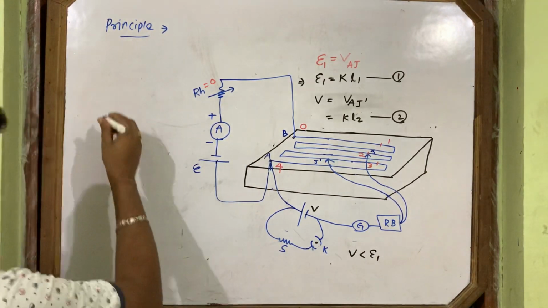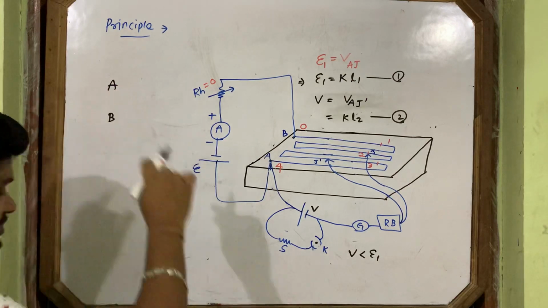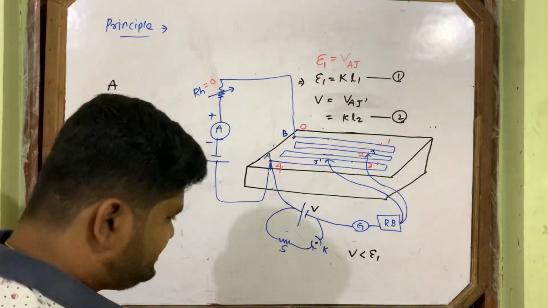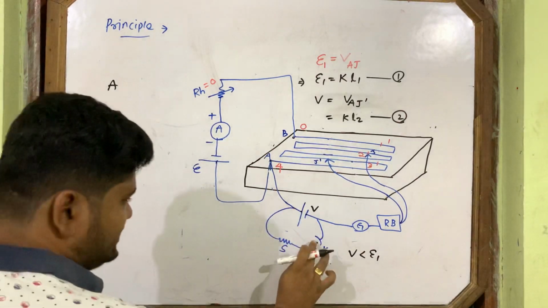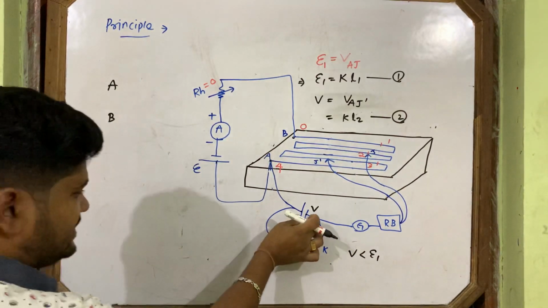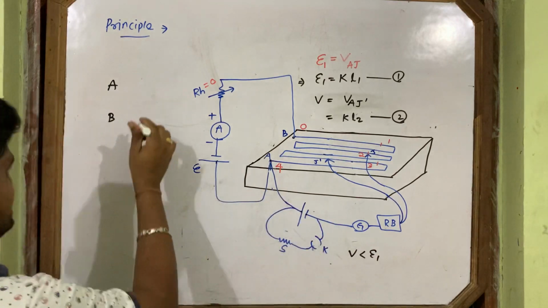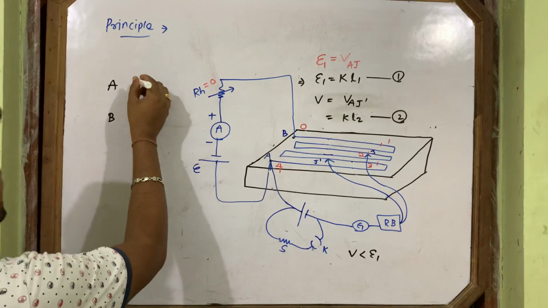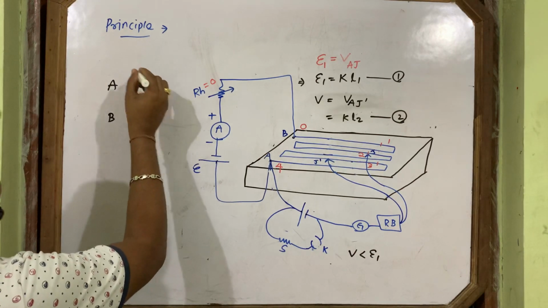Now I am giving you two potentiometers, A and B. I am connecting the cell here. This part is not required, only the cell. How much cell will I connect? Suppose I am connecting a cell of 2 volts.